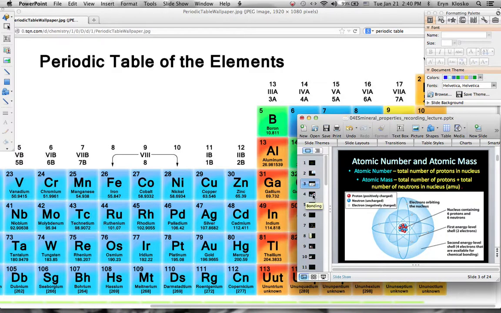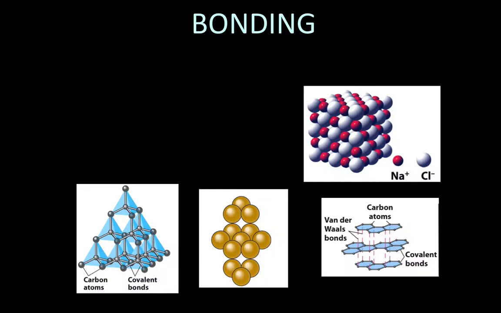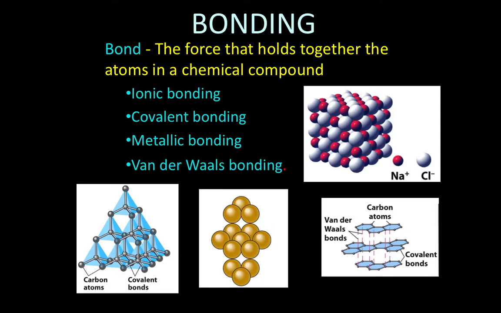So going back to the PowerPoint, let's look at bonding. Now bonding is pretty amazing because this is actually one of the strongest forces in nature. Of all the forces we could think of in the physical world, the force that holds atoms together in a chemical compound can be very, very strong. And actually, the second type of bond in this list, the covalent bond, is the strongest bond in nature.